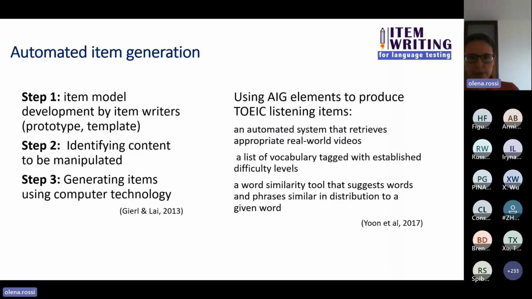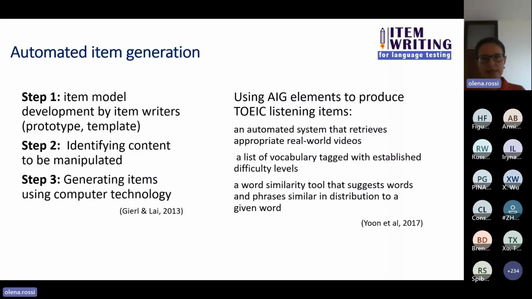Step 2, experts work to identify parts of this model that can be manipulated to create multiple new items. And step 3, computer algorithms generate new items based on the model by manipulating the item components. Automated item generation has been mostly used in science testing, for example, in math, because science items lend themselves better to manipulation. In language testing, it hasn't been used as much, but it still has been used.